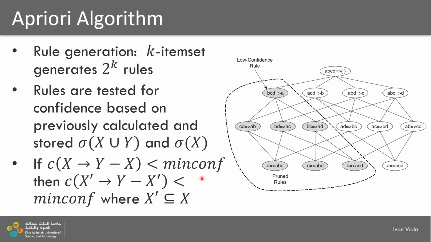So that means that if we identify here confidence of a rule which is low, that means that any rule which contains BCD, any of the combination of BCD on the left-hand side of the implication, can be pruned, because also it will not exceed the minimum confidence. So if this rule doesn't exceed the minimum confidence threshold, then also will not this one, and not this one, not this one, and also not this rule, and this rule, and this rule.